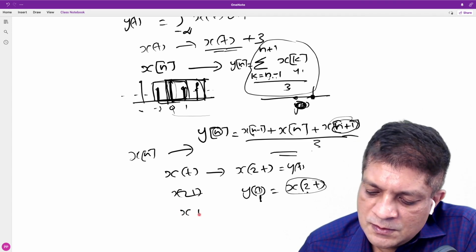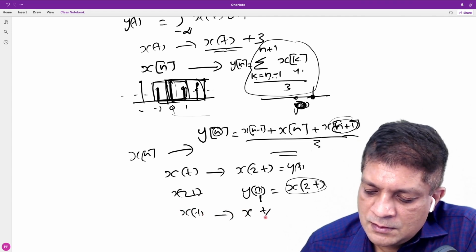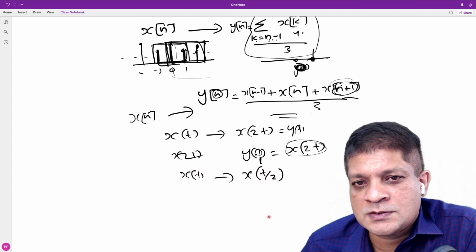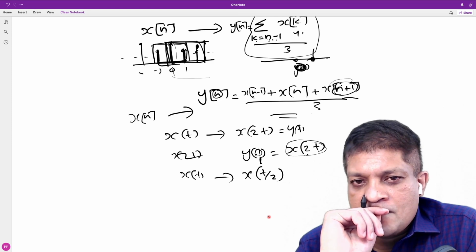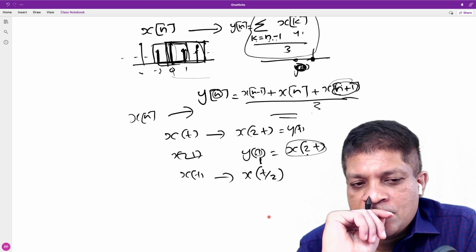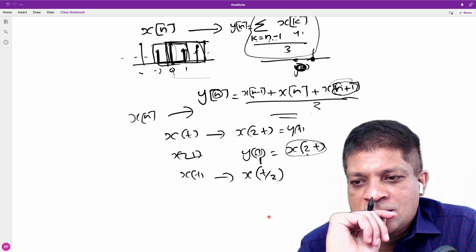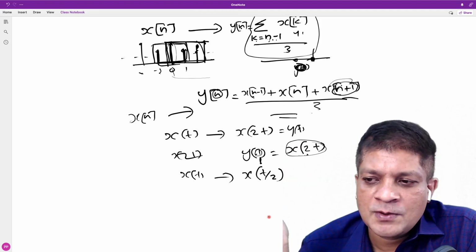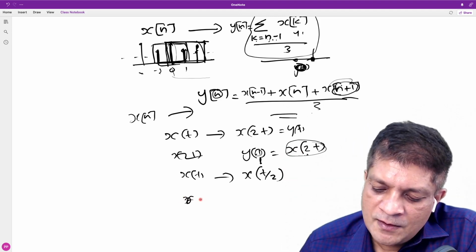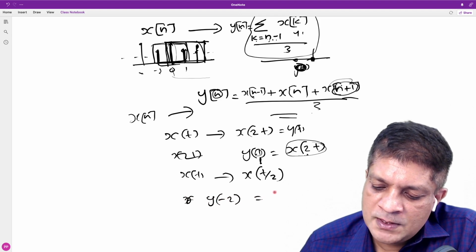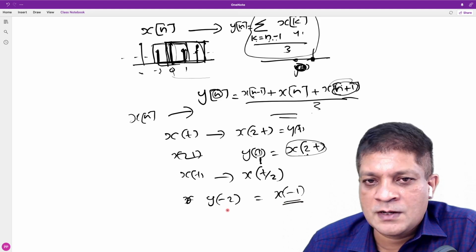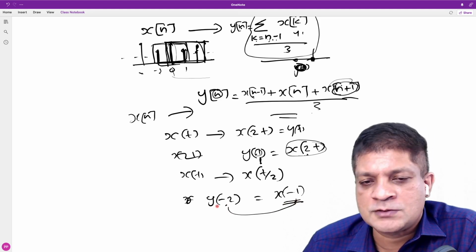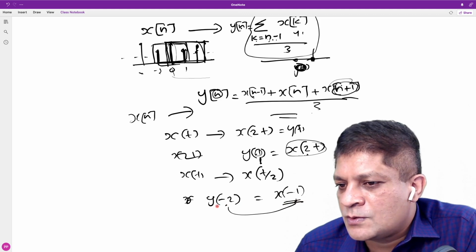Now, what about this? Is it a causal system or non-causal system? It is a non-causal system. What is the reason? For negative values, if you consider, let's say, y(-2) is x(-1), isn't it? This is a future value with respect to this -2. So this is a non-causal system.